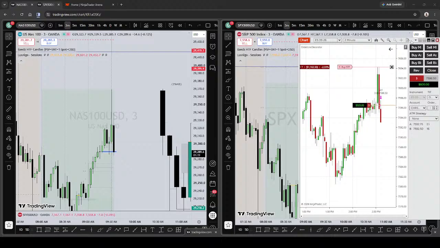As far as I'm concerned, there's no reason why this should not be the high of day. So I'm going to be holding on for as long as possible. So I'm up 750. Doesn't really matter what I'm up at the moment. Let's focus on trading.